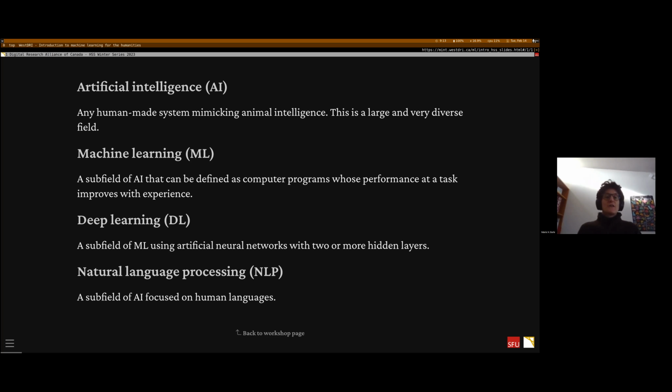And then because you're in the humanities, what you might be the most interested in is what is called natural language processing. And this is really a subfield of AI that is focused on human languages. And it's going to be based on machine learning techniques, but particularly applied to text.